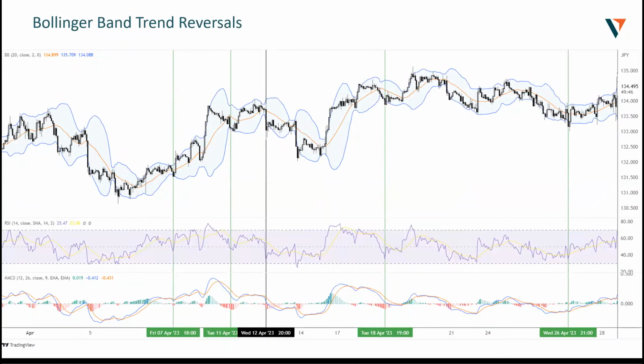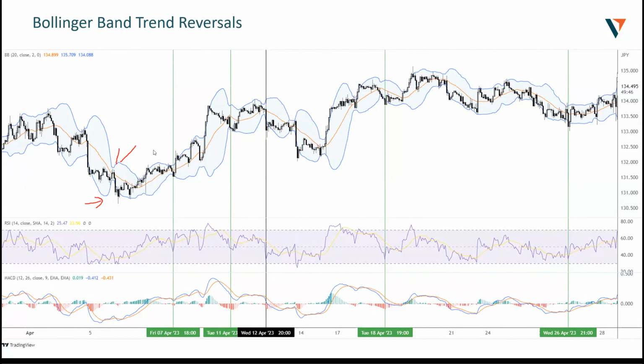A few things to note on Bollinger Bands. When you take a look at this, this is actually Bollinger Bands here. You can see that there are two bands, you have your upper band and the lower band. This is two standard deviations.